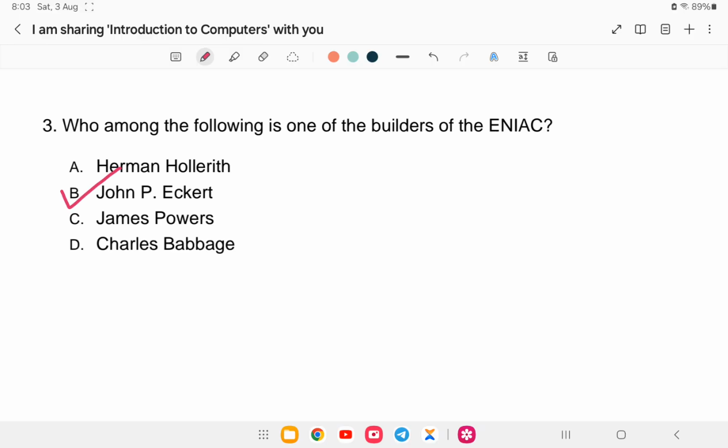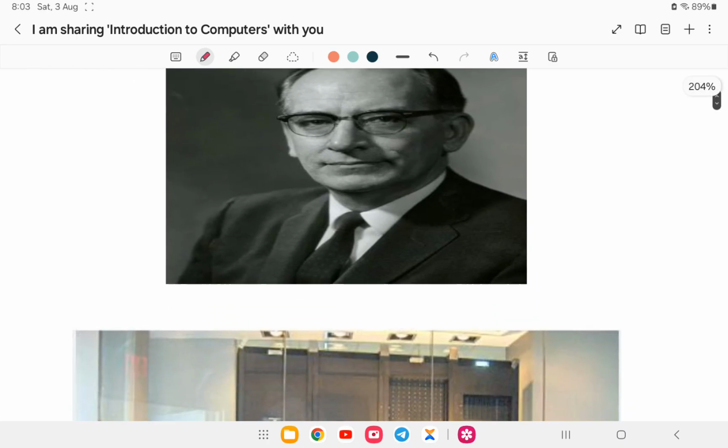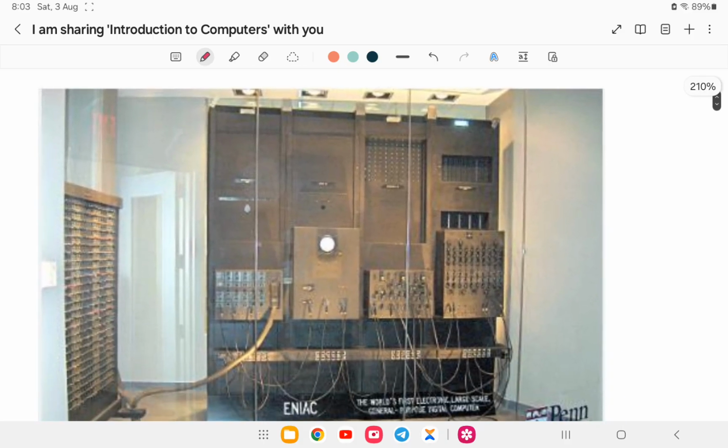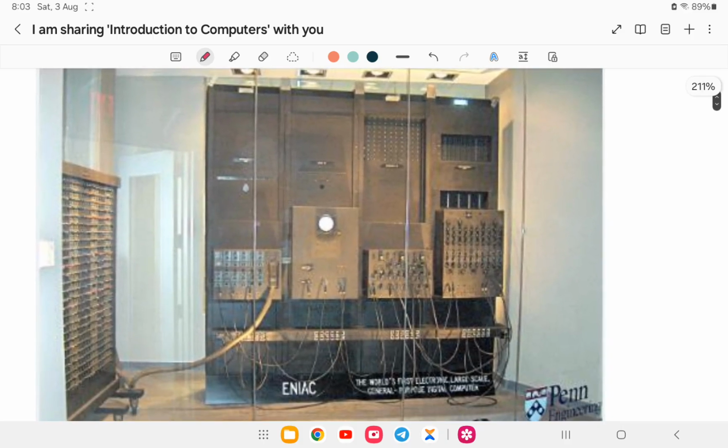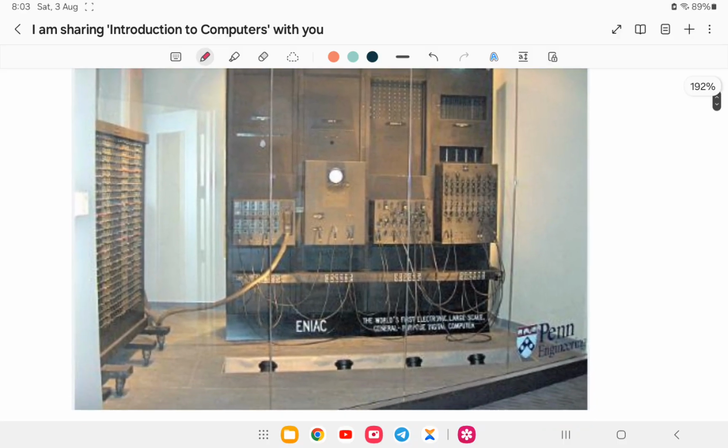So ENIAC is a first generation computer. John B. Eckert, as you can see in the photo, developed ENIAC, and ENIAC is one of the first generation of computers. It is at Penn Engineering. So ENIAC is a first generation computer. So let us go to the next question.